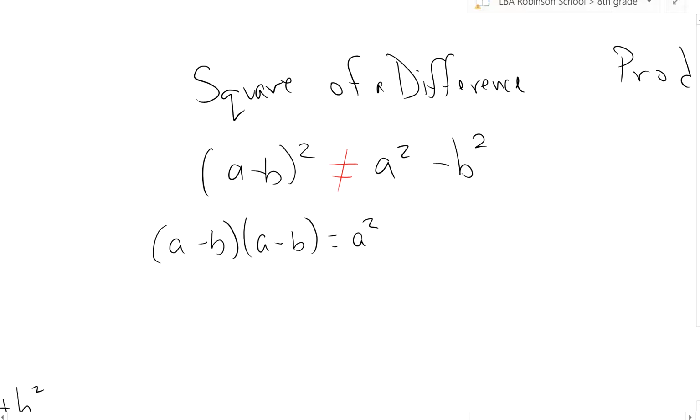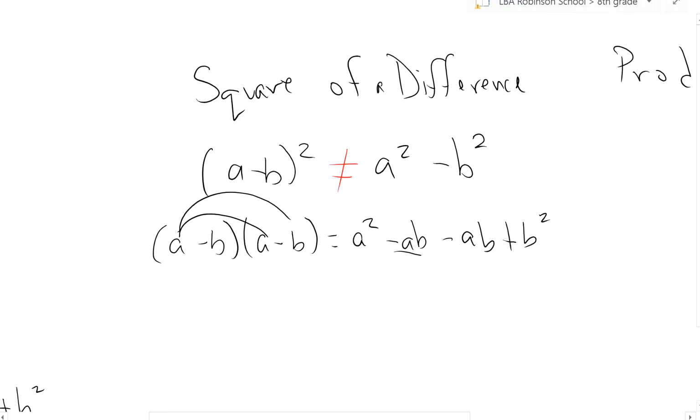squared, a times b is, well, it's minus b because it's subtraction there. So a times negative b, here I'm actually going to have minus ab. Then you have negative b times a, which is going to be minus ab again. And then you have negative b times negative b, which is b squared positive. Make sure to write it positive because negative times negative is a positive.